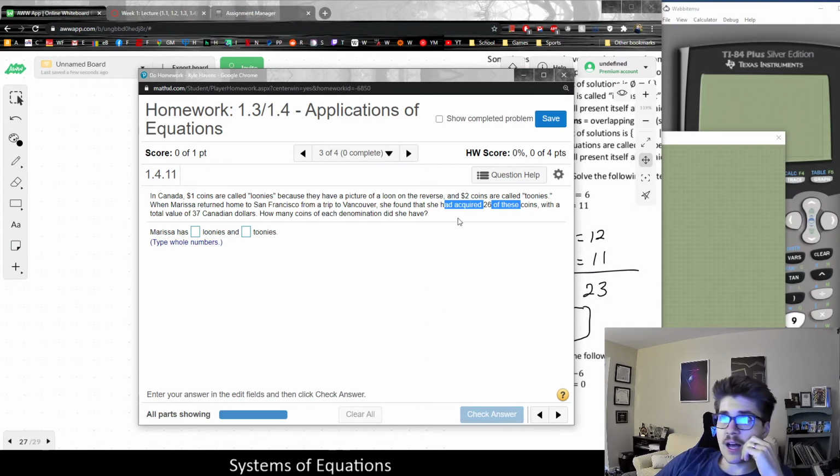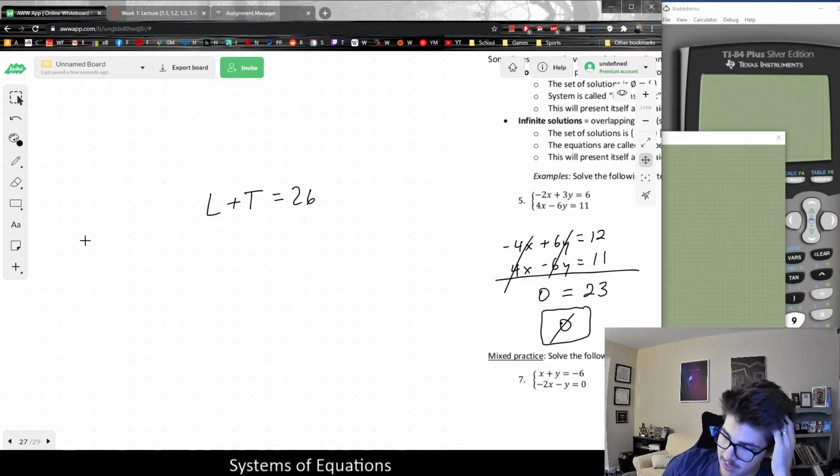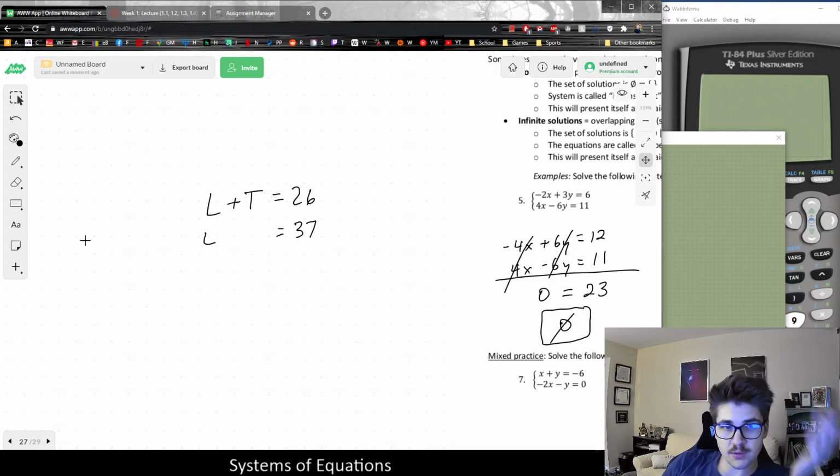And then the second thing we're told is that those coins had a total value of 37 Canadian dollars. These sorts of equations are very common, because I like to think of the second part as a value. The first one is an amount. It's like, how many total coins do I have? And the second equation that I write corresponds to their individual value. I know together they have a value of $37. But what you want to make sure to do is account for how much each is worth. Because if she has some number of loonies, those are each worth $1. And if she has some number of toonies, each one of those is worth $2.